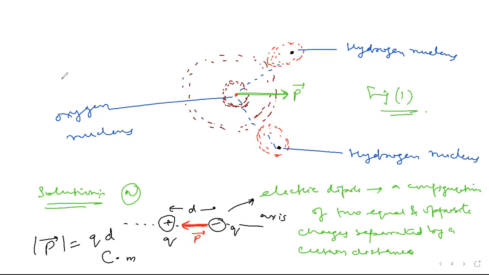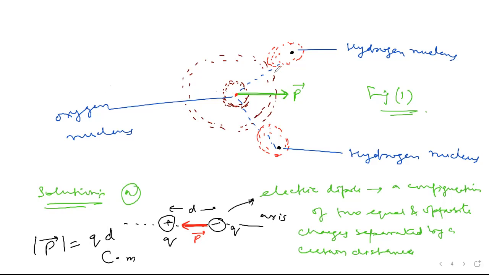In the molecule overall. So when we have many point charges, then we talk of the center of positive charge and the center of negative charge. So it has some center of positive charge, some center of negative charge, but the centers of the positive and negative charge do not coincide in the molecule because of the structure of the molecule. So there is separation between the two centers and a dipole moment is created.